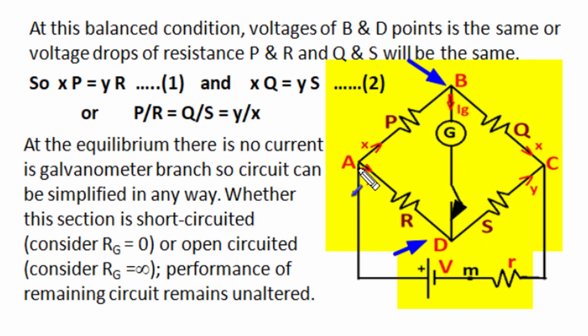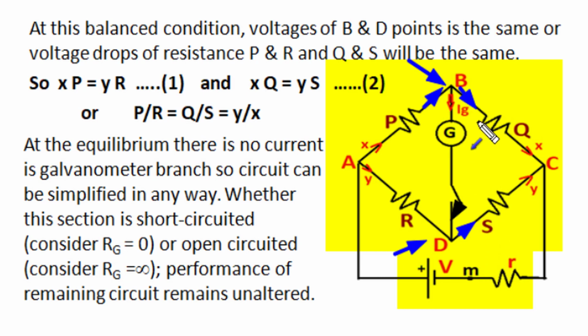It means the potential drop across P from A to B and across R from A to D is the same. Let current in P resistance be X and current in R resistance be Y. Then voltage drop in P resistance, XP, is equal to voltage drop in R resistance, YR. This becomes our first condition, and in balanced condition the total X current flows through Q and all the Y current will flow through S resistance.